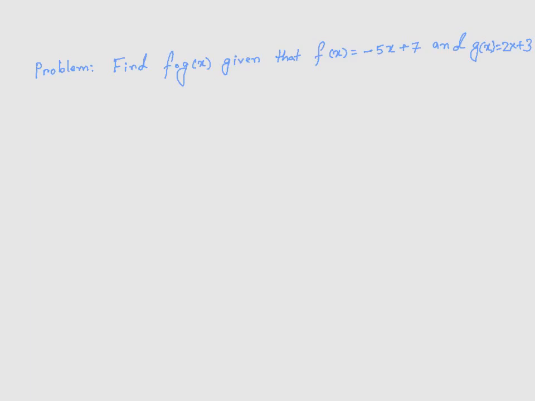In this video, I am going to find f composition g, or f compose g of x, given that f of x is negative 5x plus 7 and g of x is 2x plus 3. Note that f composed with g of x by definition is f of g of x.